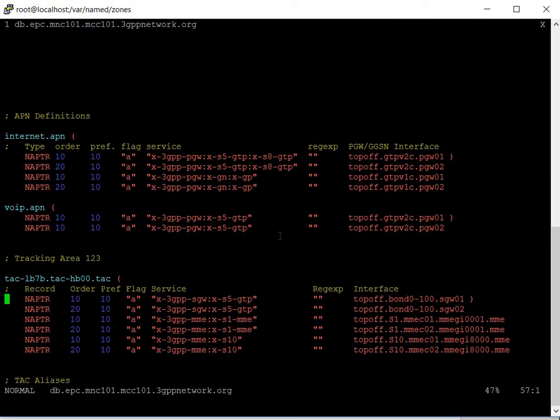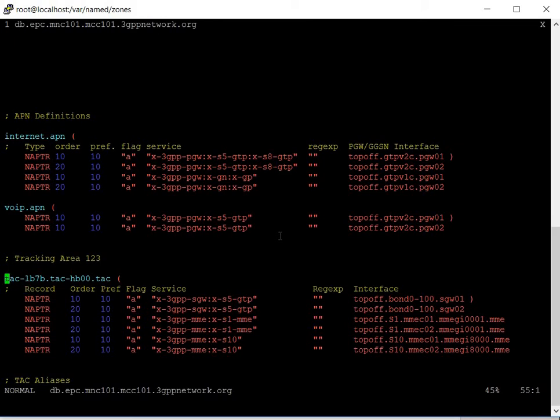I should put it this way. They have a few different uses. But in the context of the EPC, they're primarily going to be mappings of services to interfaces that can provide those services. That's kind of the way to think about it. So there's a few columns here like regex, but we're going to see that in use in a different scenario when we're talking about IMS. But we don't really care about that for the purpose of tracking area definitions and APN definitions.